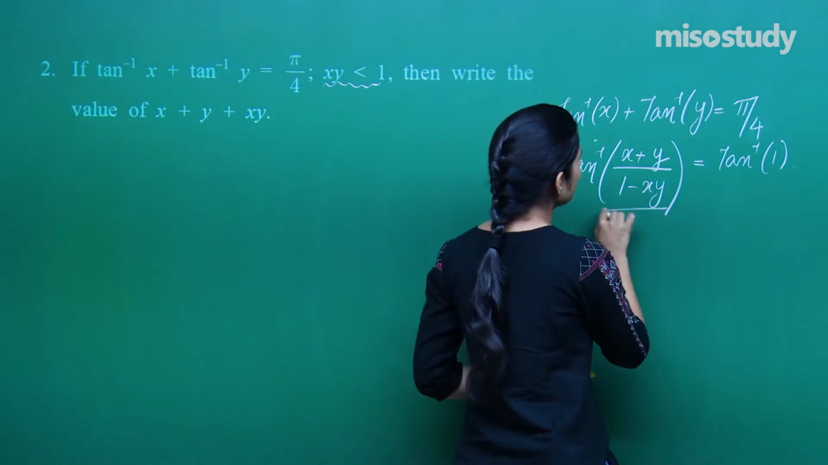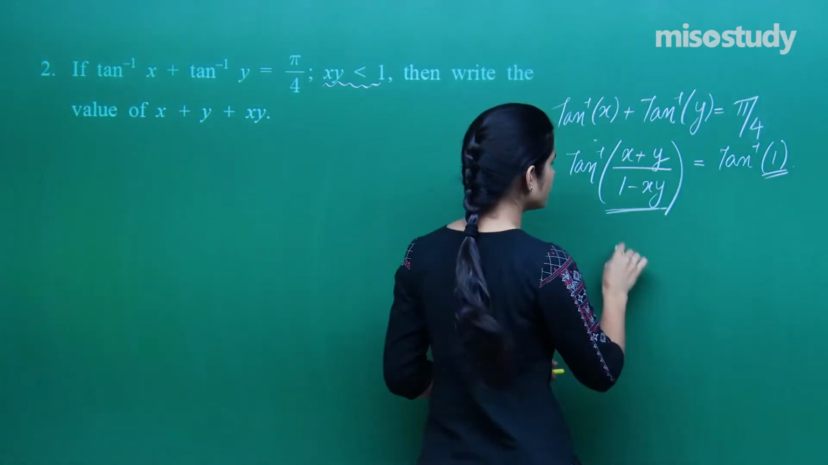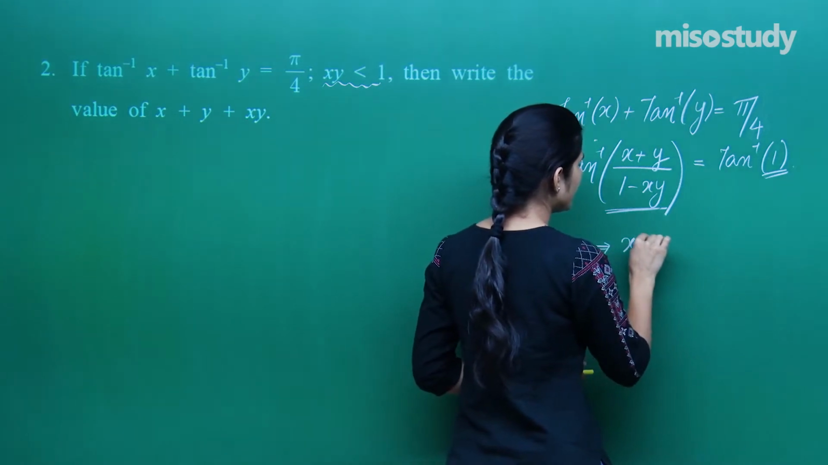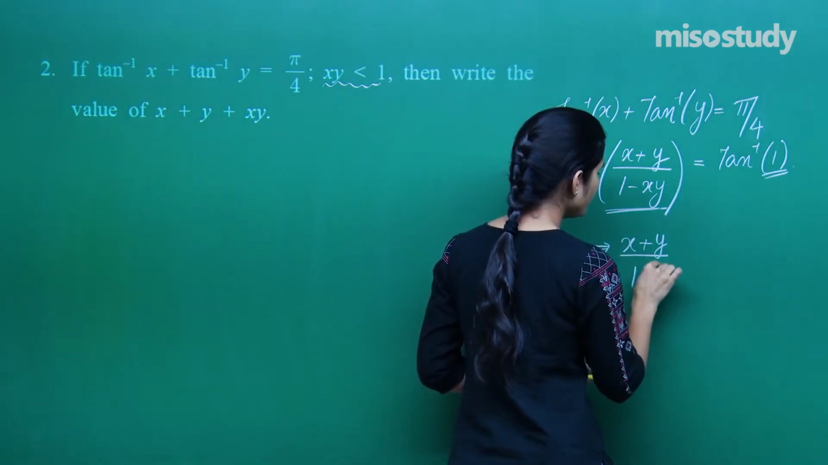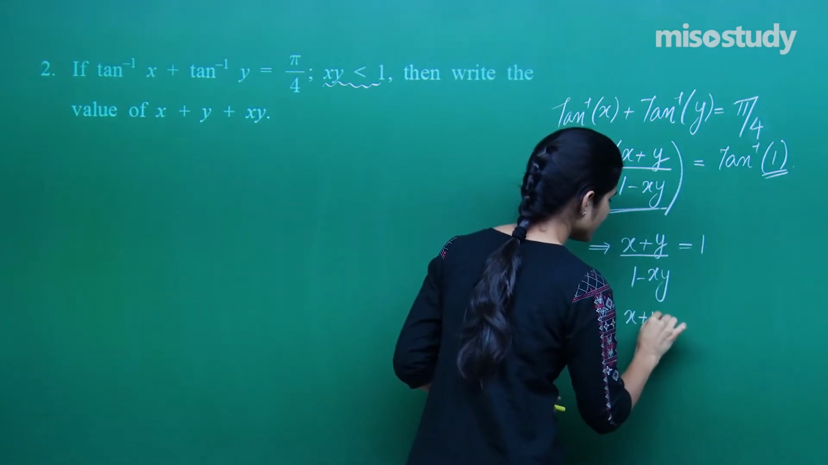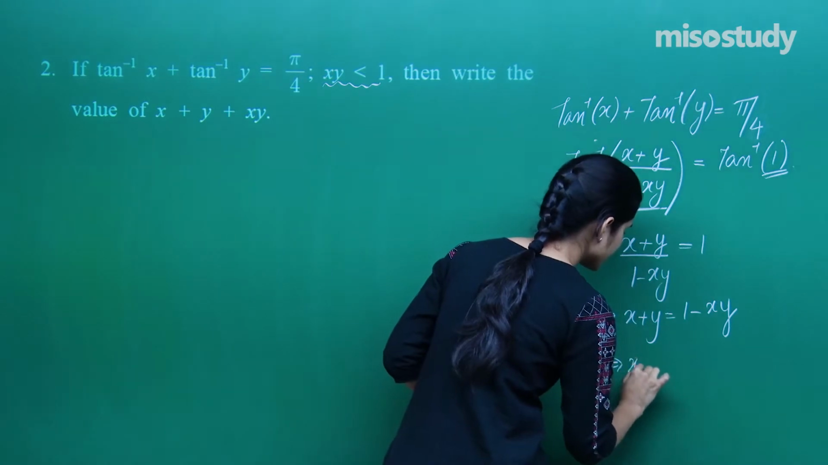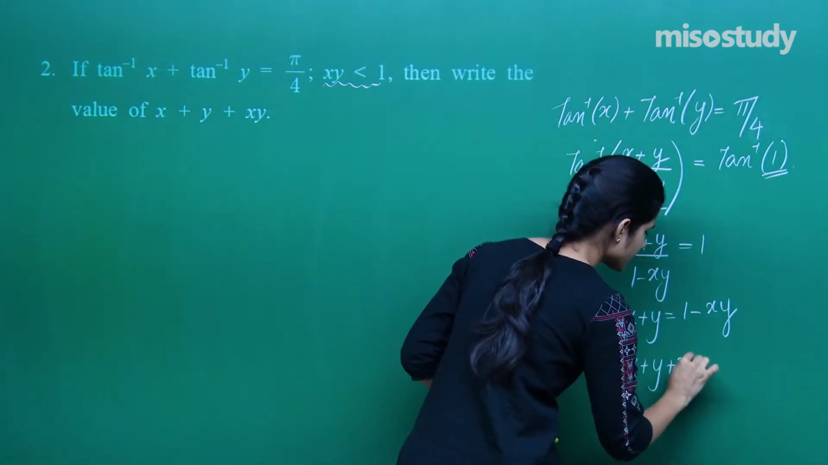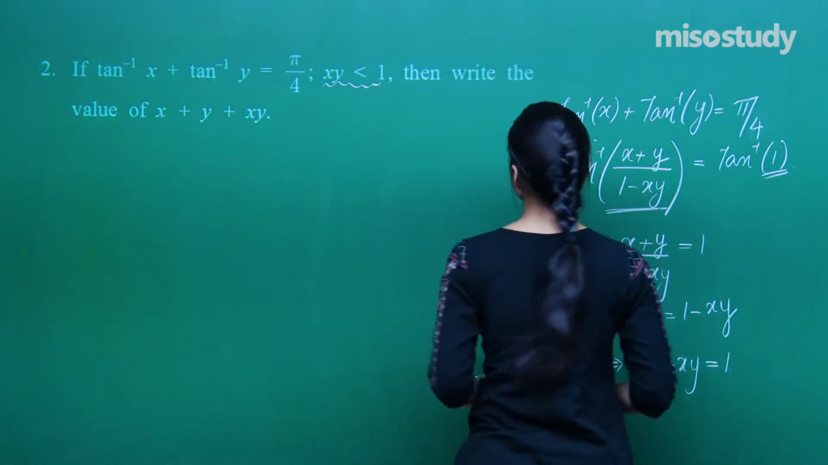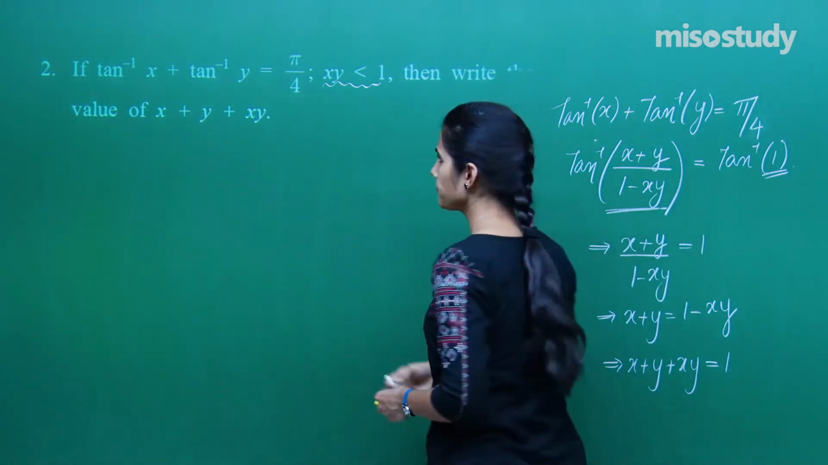So tan inverse of an angle is equal to tan inverse of the other angle. Since tan inverse is an injective function, x plus y upon 1 minus xy is 1, which implies x plus y equals 1 minus xy, which implies x plus y plus xy is 1. Hence the value of x plus y plus xy is coming out to be equal to 1.